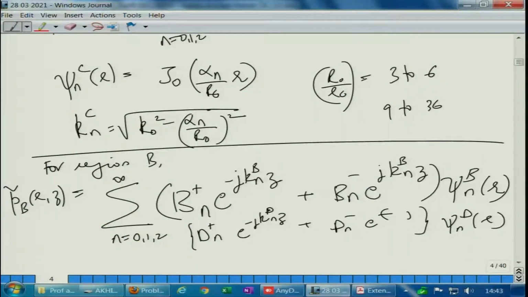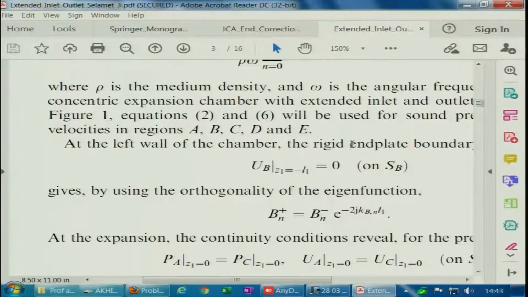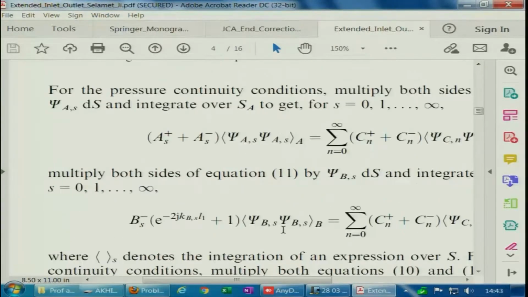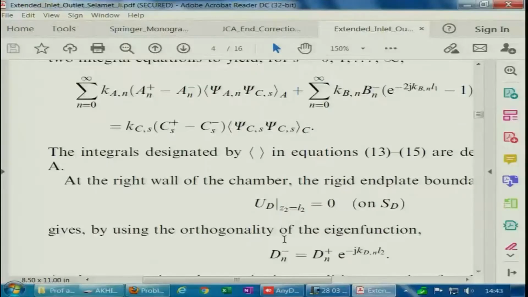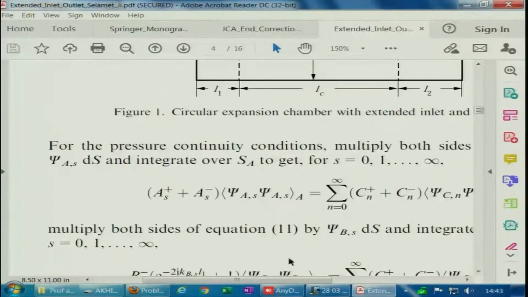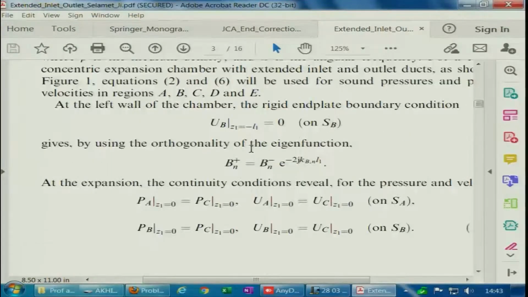So, we are expressing Bn plus in terms of Bn minus. Bn minus is the wave that goes in the negative z direction. Similarly, Dn minus, the wave that goes in this direction, is written in terms of Dn plus. These are some of the clever tricks that you need to do. Now, let us get back to our matching conditions.